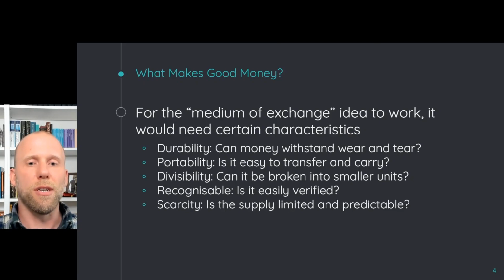And lastly, scarcity is incredibly important. Is the supply limited and predictable? You can't use acorns, for instance, as a money because millions of them get produced every year. They get remade, and there's more of them each year if the trees keep growing. Something that does not have a predictable supply is not a good money. If you know from economics the concept of supply and demand, if you have an ever-increasing supply of something, the demand and value goes down.